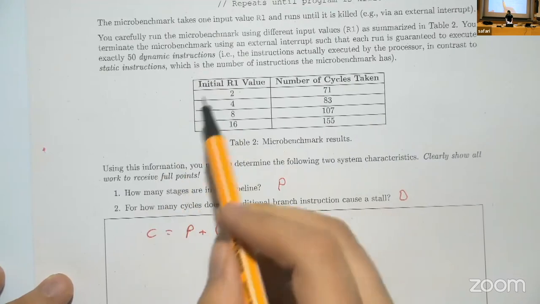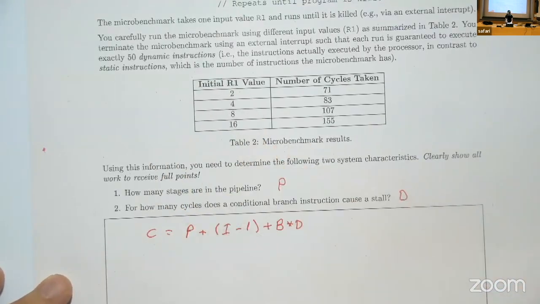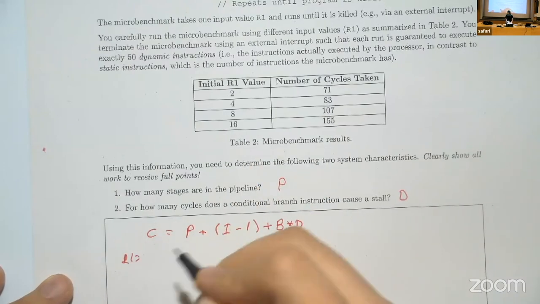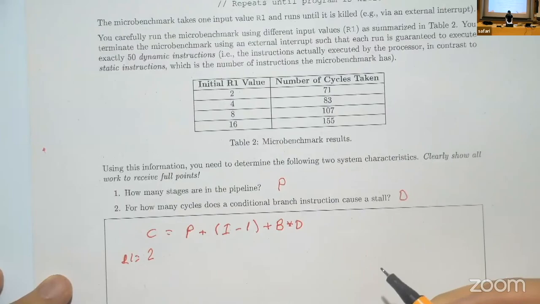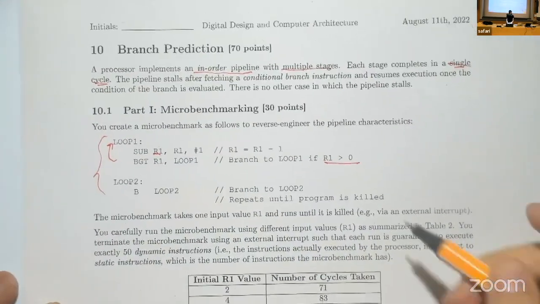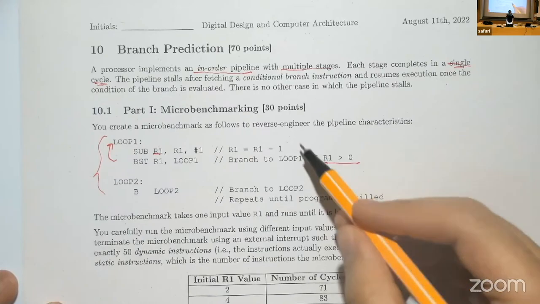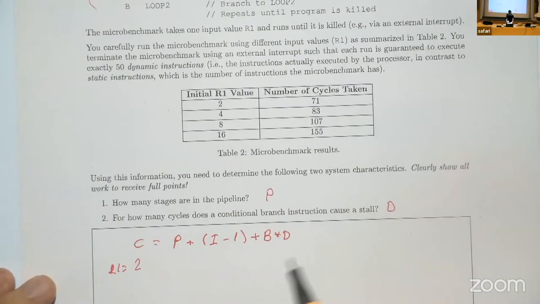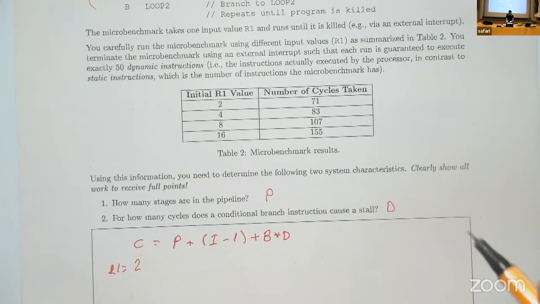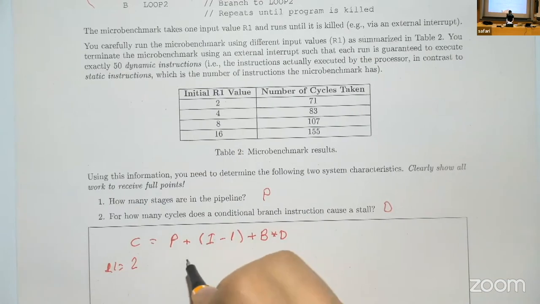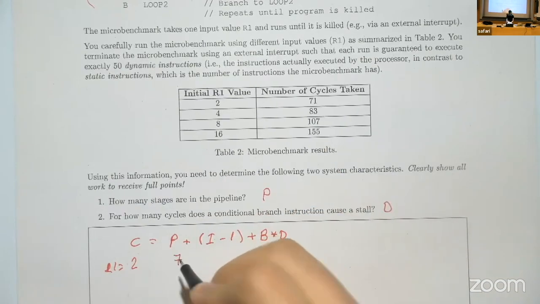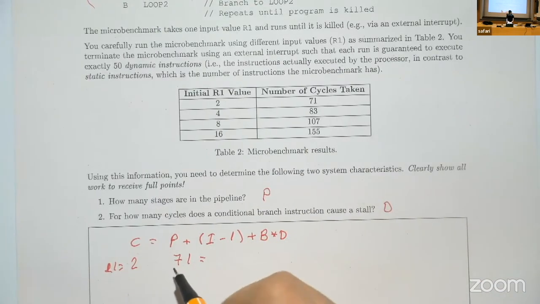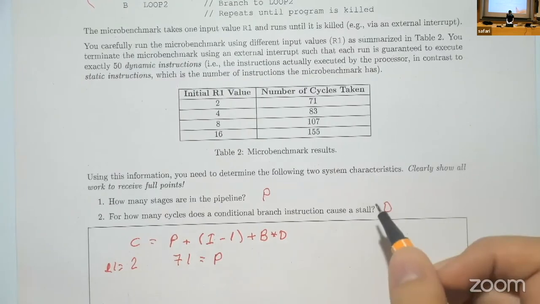When we check this table, we can put some numbers in place. Let's first do R1 equals 2. We know this loop will execute 2 times because we subtract 1 in each iteration. So we can write the numbers in place. It takes 71 cycles. We don't know the number of stages, so it should stay as is.